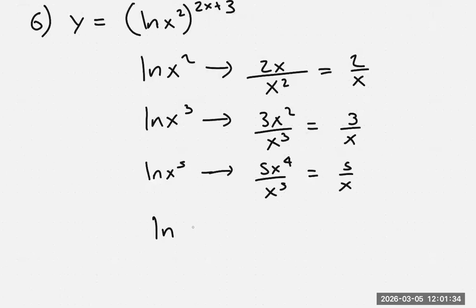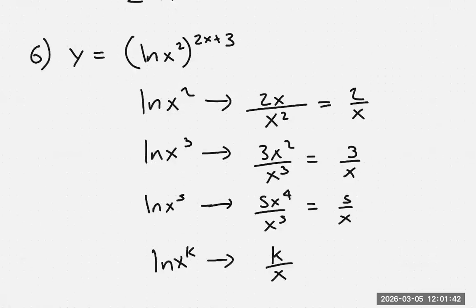If you have ln x to the k, where k is a positive integer, this is k over x. That's what I was saying. When you differentiate ln x squared, it's just 2 over x. So it's not really a rule. That's why I just call it my thing, because it's just a trick that makes it work quickly. Ln x to the 40 is 40 over x.